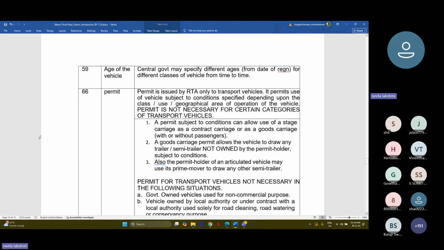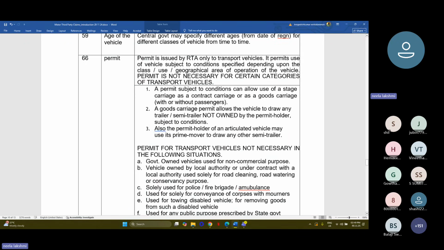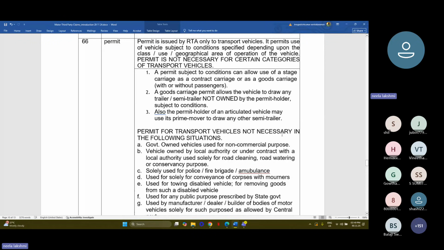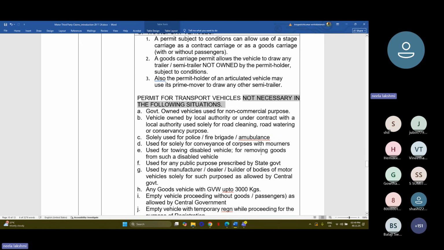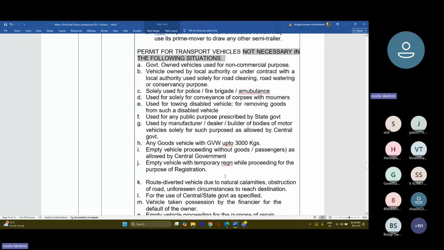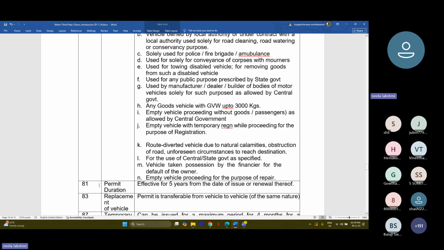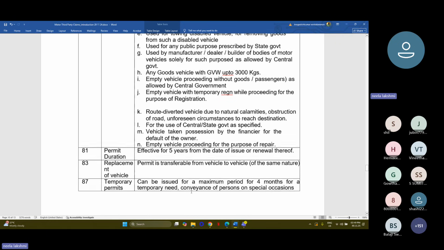Okay. Next important section is permit. Many categories of vehicles come under the situations where a permit is not necessary. You can go through this; it's easy, if you read you will come to know. The validity of the permit is for 5 years from the date of issue or renewal thereof. The validity is for 5 years.